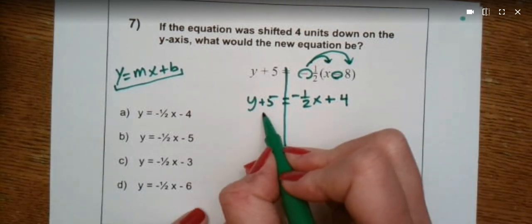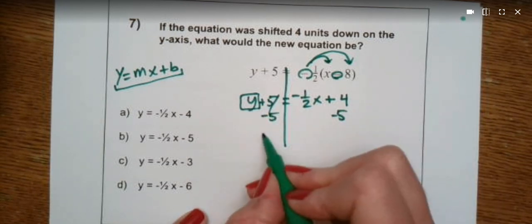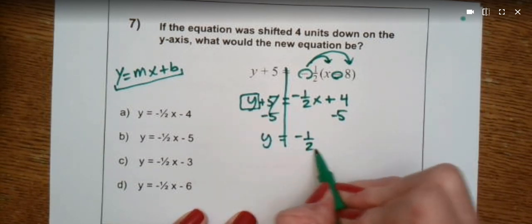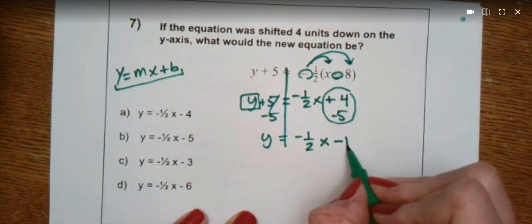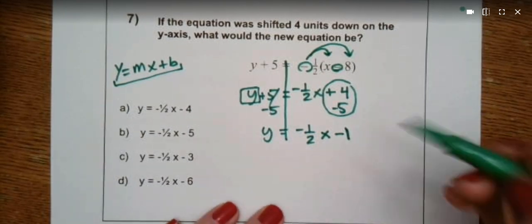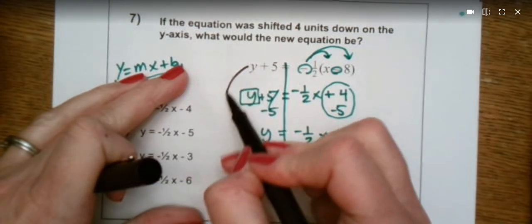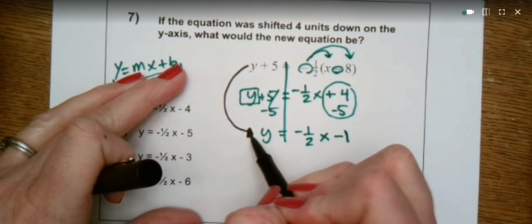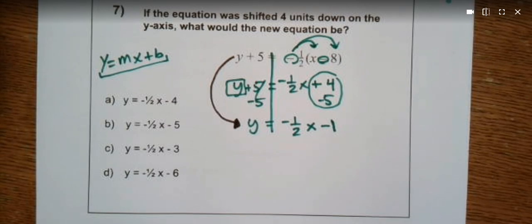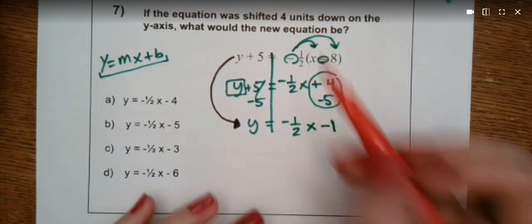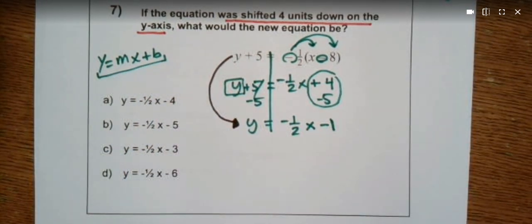Okay, so now I just have to get the y by itself here. I minus the 5. And I get y equals -1/2 x. And then right here, if I have positive 4 minus 5, I have -1. Okay, so this equation that was given to me is exactly the same as this equation. I just simply converted it into a different form. Now let's go back to the question. If the equation was shifted 4 units down on the y-axis, what would the new equation be?